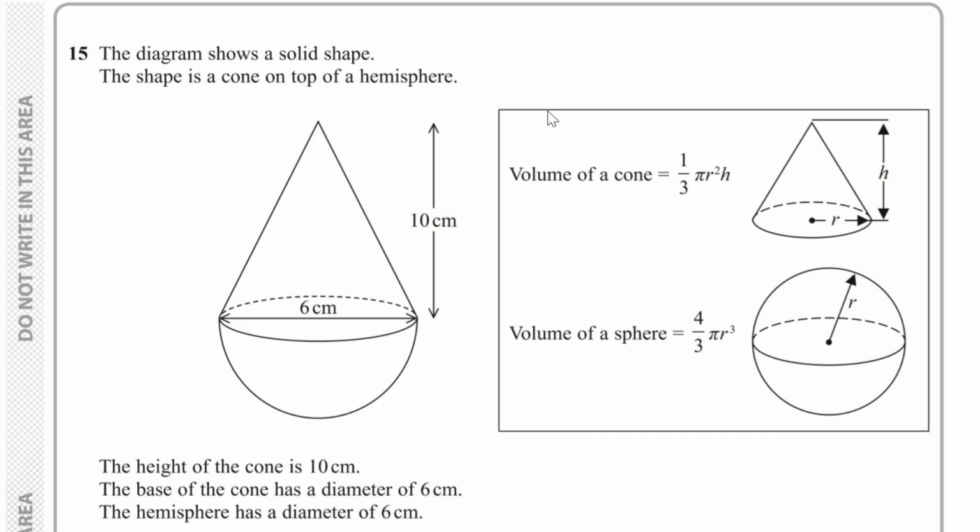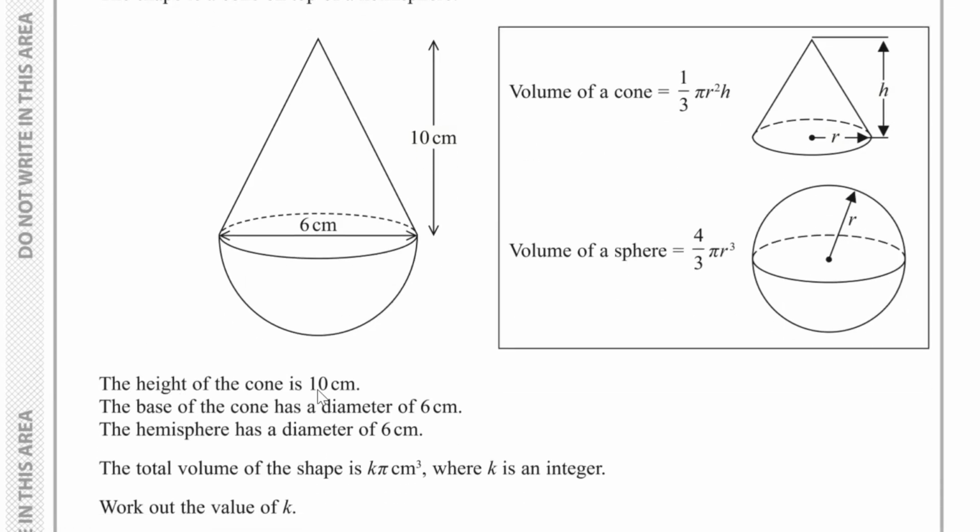Question 15. The diagram shows a solid shape, as shown here. The shape is a cone on top of a hemisphere. The height of the cone is 10 centimeters. The base of the cone has a diameter of 6 centimeters, and therefore we can conclude over here its radius is equal to 3 centimeters. The hemisphere has a diameter of 6 centimeters again. The radius is 3 centimeters. And the total volume of the shape is k pi centimeters cubed, where k is an integer, and we have to work out the value of k.